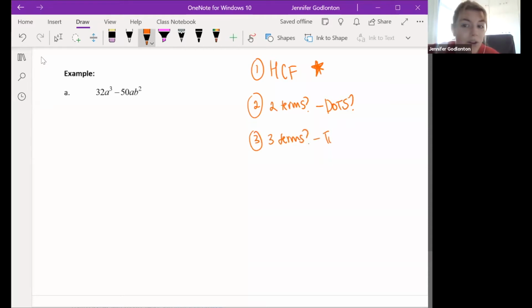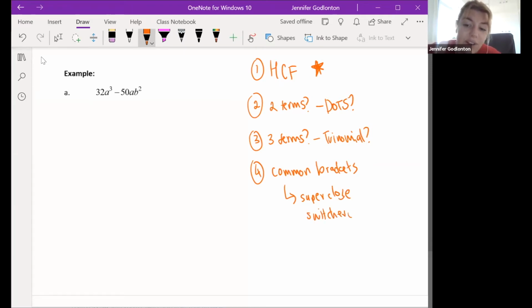Next, we're going to say, are there three terms? Can we do a trinomial? We're going to say, do we have any common brackets that maybe we could take out? If we don't have a common bracket, but we have something super close, could we do a switcheroo? So these are the things that we think about when we're factorizing. We think about it in a hierarchical order like this. So if we have a look at this first question over here.